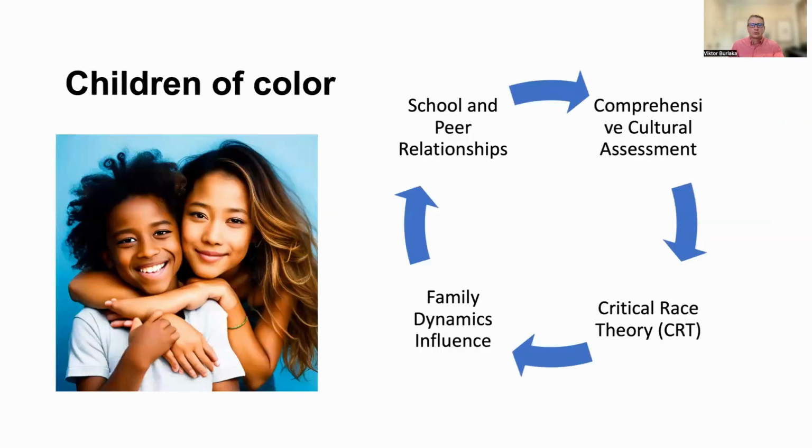Assessing children of color in a comprehensive manner requires considering their development within Erikson's stages and ecological systems, with cultural competence and critical race theory as essential frameworks. Critical race theory highlights the significance of institutionalized racism and challenges the limitations of a colorblind cultural competence model.